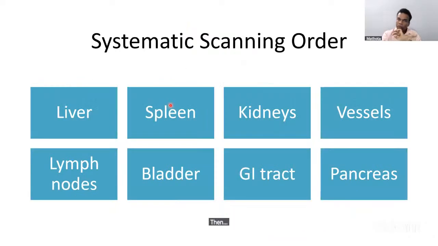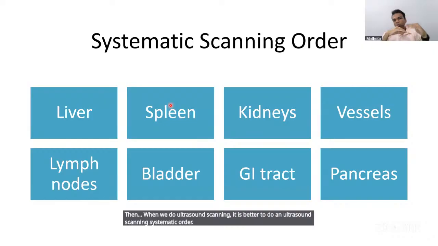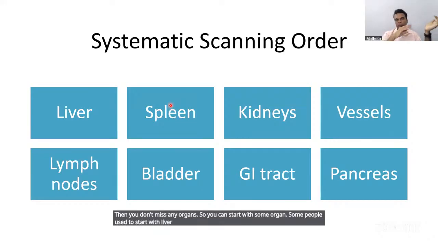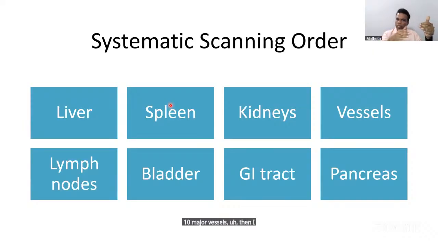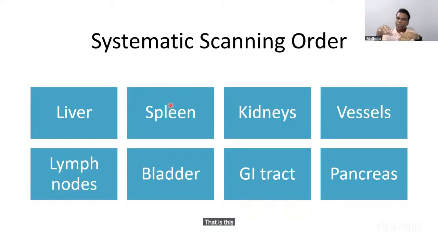Then when we do ultrasound scanning, it is better to scan in systematic order, so you don't miss any organs. You can start with some organ. Some people start with the liver. That is what I do. I start scanning with the liver, then go to the spleen, kidney, then major vessels, then I find lymph nodes, then bladder, GI tract, and finally pancreas. That is the standard, easiest way to do an ultrasound scan.